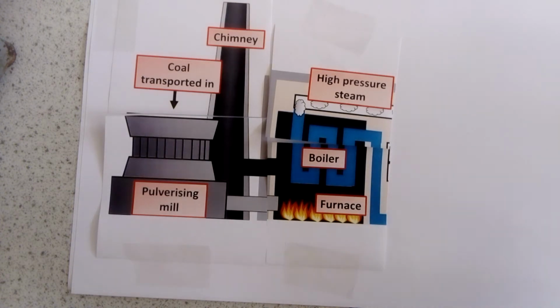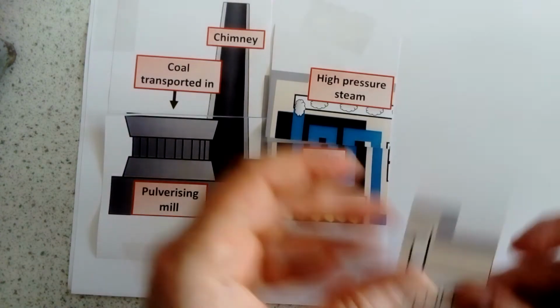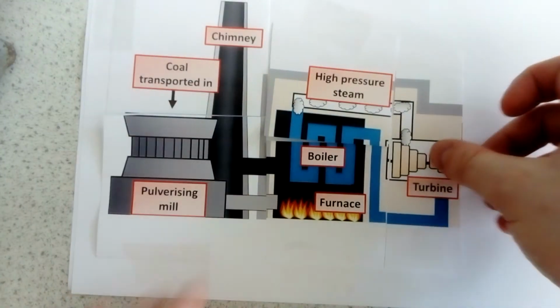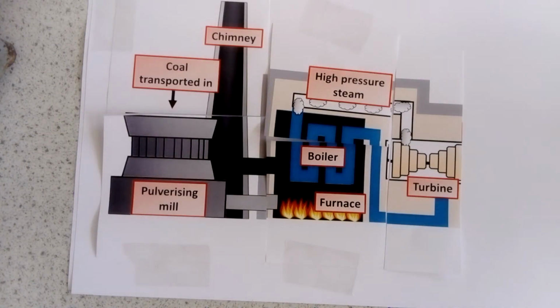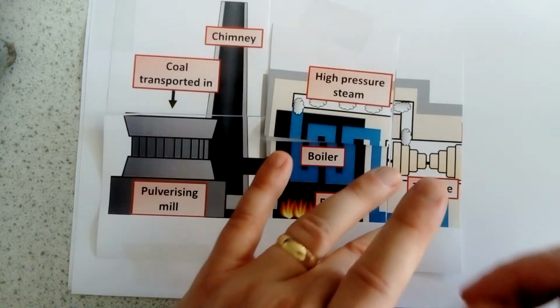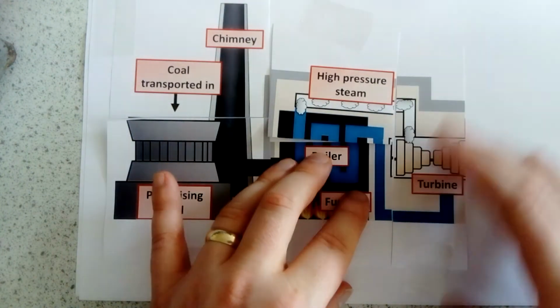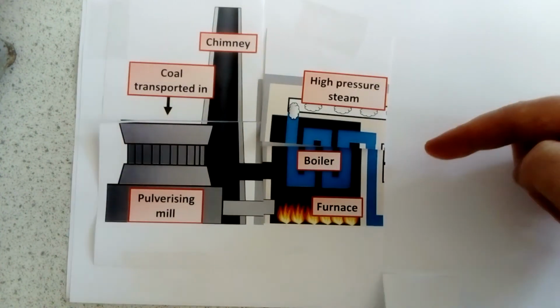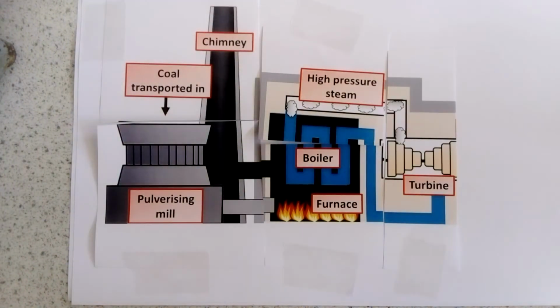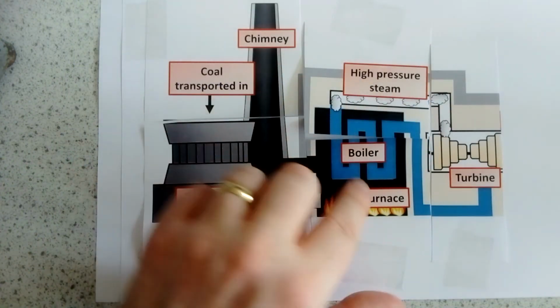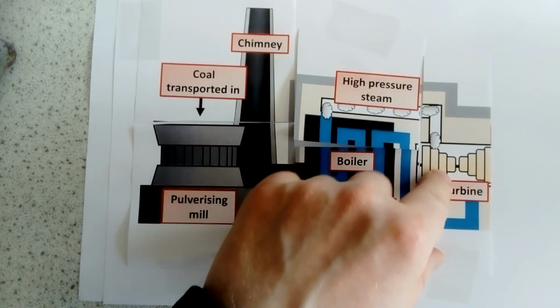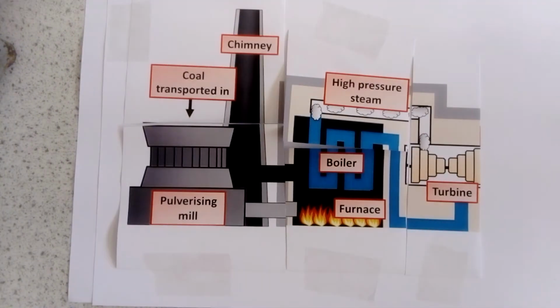Your turbine, remember the turbine is almost a little bit like a windmill in some respects, so that can open up. You can say what's happening in the turbine, so that's the part where you're spinning. If you want to talk about energy transfers, we're turning heat energy into kinetic energy.